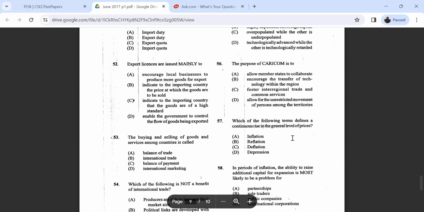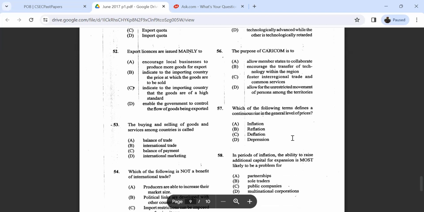Actually, it's A. I really like this question because all four are the purpose of CARICOM. However, A embodies B, C, and D. They allow member states to collaborate by encouraging the transfer of technology, by fostering interregional trade, and by allowing unrestricted movement of persons. So the answer is actually A. I can see how students get it wrong when technically they're not wrong.